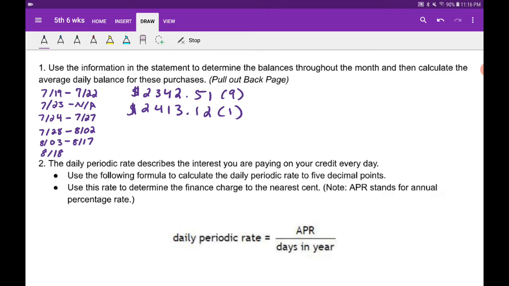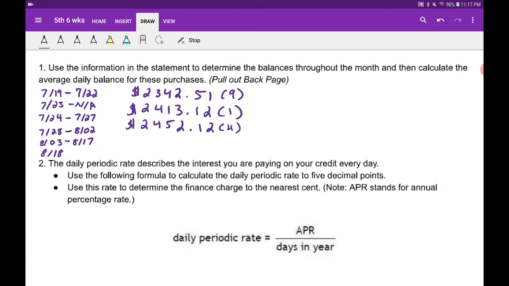another purchase. All right, and on the 24th we did two things. We made a payment of $100, and we went to the hard store and spent $139. So since we made a payment, that's going to subtract from the 139. So we're just going to add $39 to our 2,413. So what we're going to end up with is 2,452 and 12 cents. All right. And then we did that between the 24th through the 27th. So this is going to be on there for 4 days.